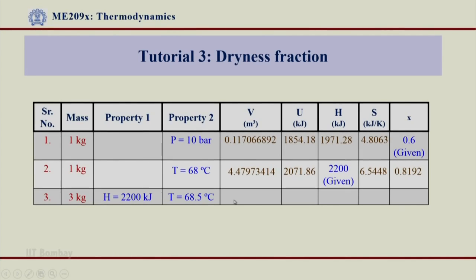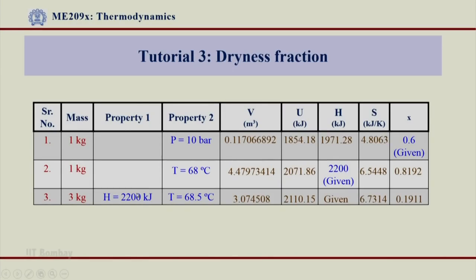Coming back to the table for the third problem, for H equal to 2200 kilojoule for 3 kg, T equal to 68.5 degrees centigrade, the properties we calculated are v equal to 3.07 meter cube, u equal to 2110 kilojoule, H was given to us as 2200, and s equal to 6.73, and x we had calculated as 0.19, telling us that this was in a two phase region.